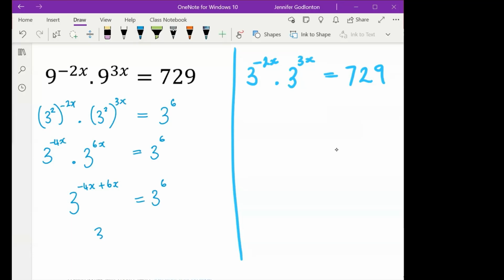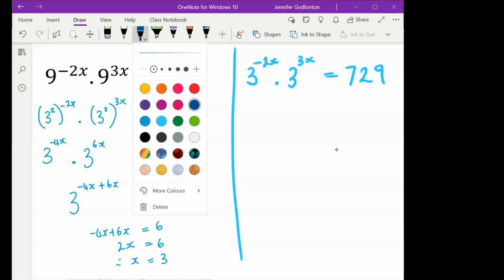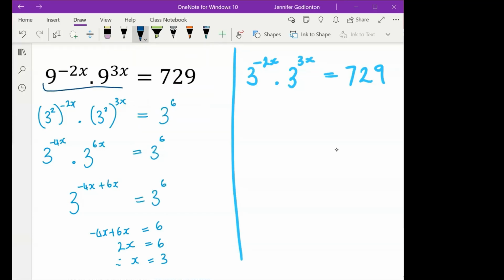which means I have -4x plus 6x, which is equal to 6. So 2x is equal to 6, which means x is equal to 3. Okay, so that's if I used prime bases of 3. If I had used it with 9s, I would have gotten to the exact same place. So if I'd kept this all the same with my 9s and I had changed this to being 9 to the power of 3, I would have gotten to the same place. So I would have just, at this point over here, I would have said, I've got 9 to the power of 2x plus 3x is equal to 9 to the power of 3.